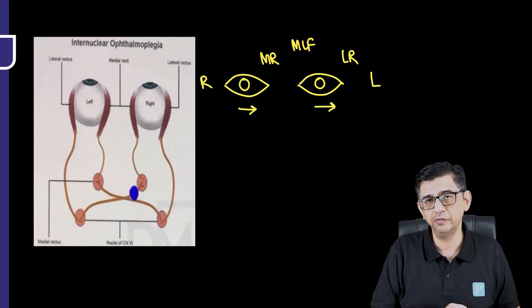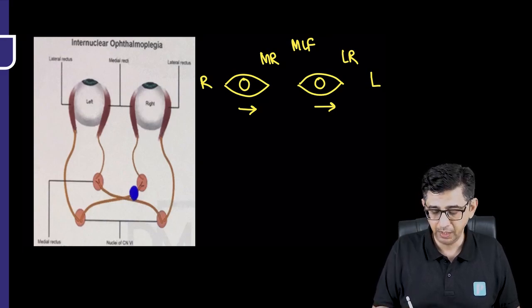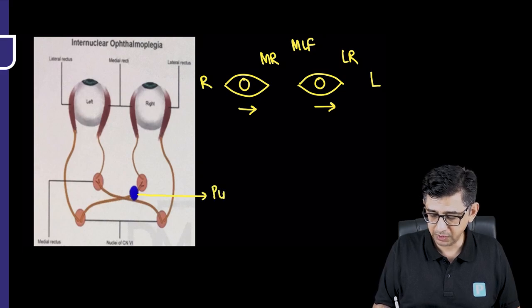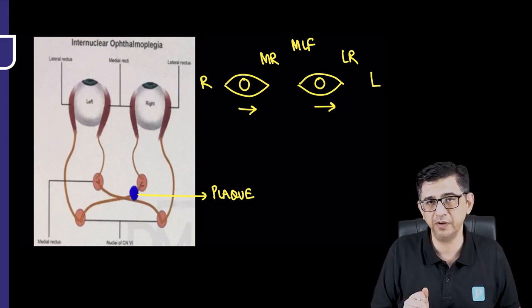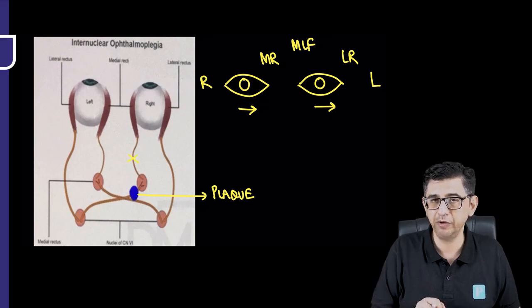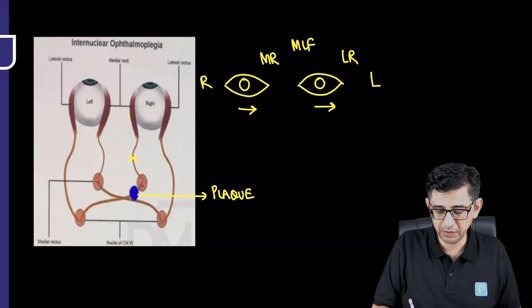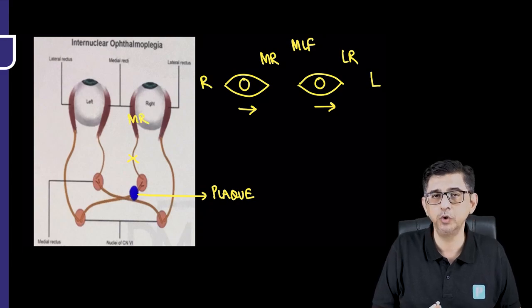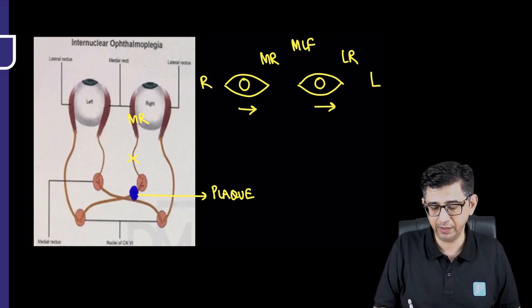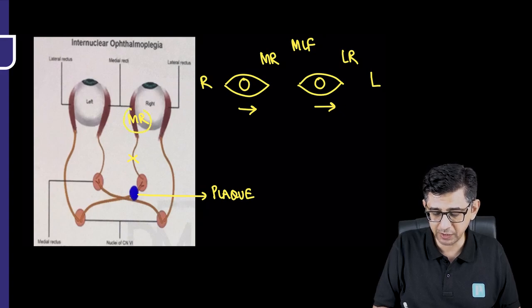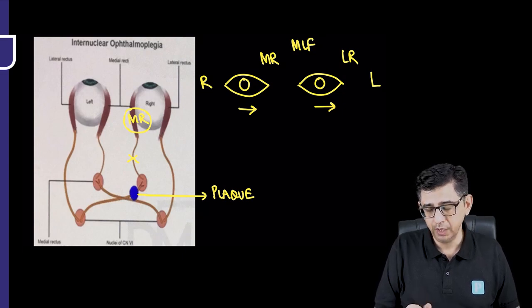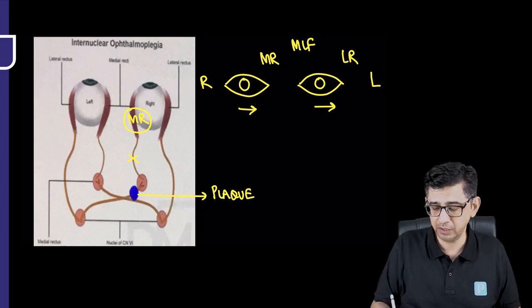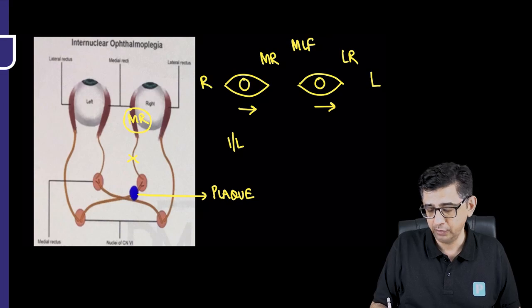The same medial longitudinal fasciculus is shown in this line diagram as well, and this blue dot which you can see at the moment is representative of a plaque which has occurred on one side of the medial longitudinal fasciculus. Because of this plaque, the information flow would be hampered, as a result of which the medial rectus muscle on this side will not be able to do its job. So when I ask my patient to look towards one particular side, especially when he has to use the medial rectus muscle, which is responsible for adduction, then the medial rectus will not be able to do its job.